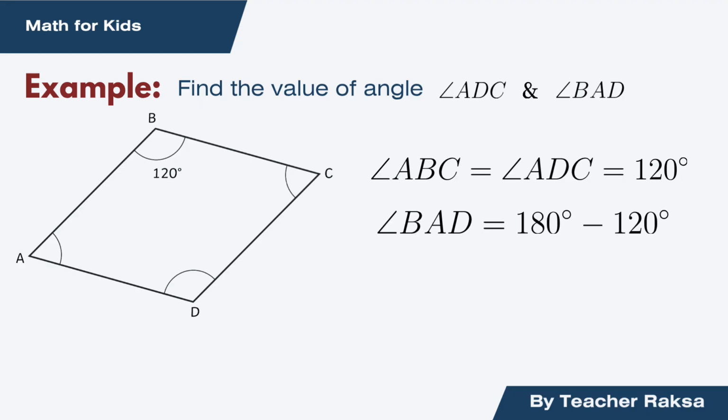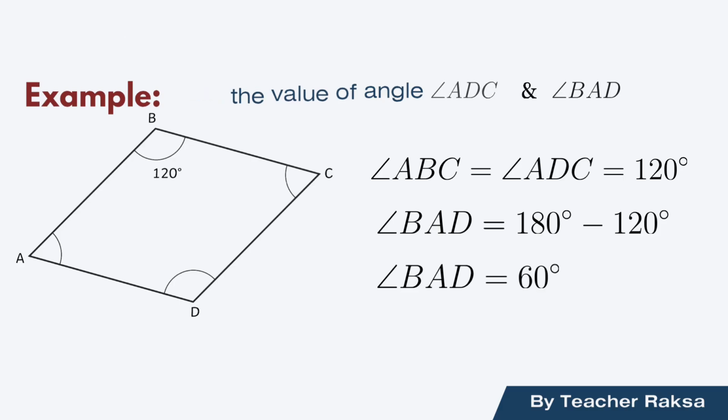To find angle BAD, we use the rule that adjacent angles add up to 180 degrees. 180 minus 120 degrees equals 60 degrees. So angle BAD is 60 degrees. And that's how we use angle properties to solve problems in a parallelogram.